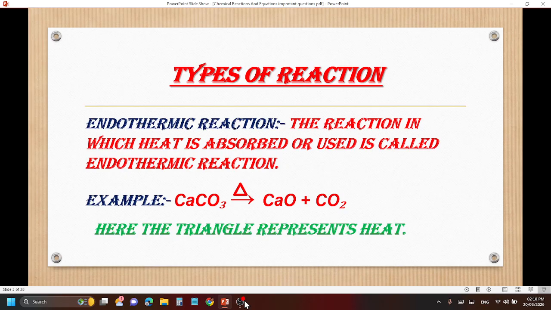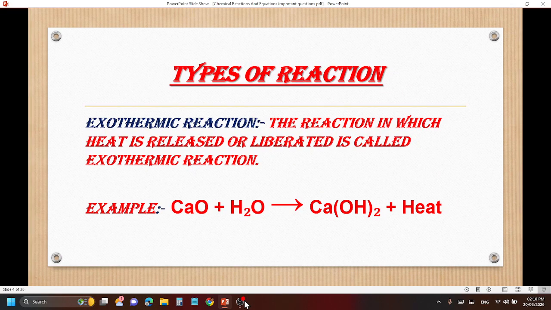Simple, sorted. If we move to our next reaction, it is called exothermic reaction. The reaction in which heat is released or liberated is called an exothermic reaction. Means heat is removed out or released out of the reaction. For example, we can consider calcium oxide plus water. When these two react, they give calcium hydroxide, which is slaked lime, and along with this, a large amount of heat is also produced. After this reaction, if you touch the beaker, it will be hot, indicating that the temperature has risen and the heat has been liberated. So these are the two types of reaction: exothermic and endothermic reaction.